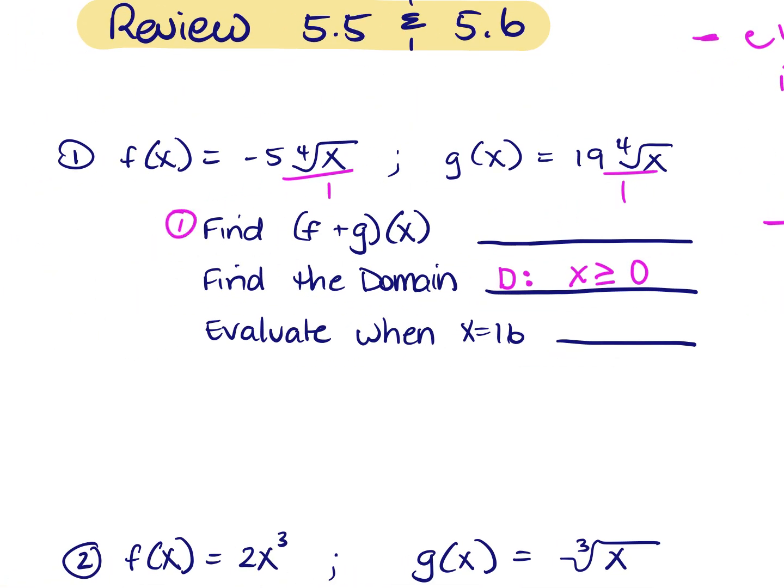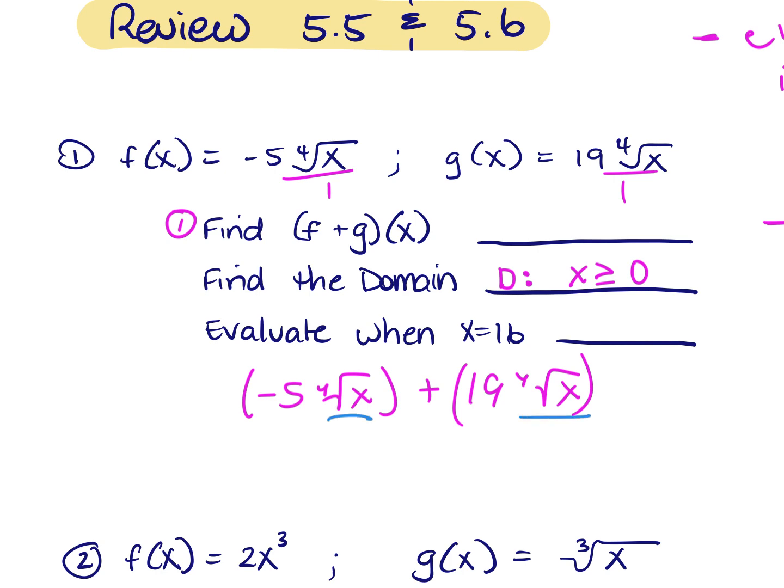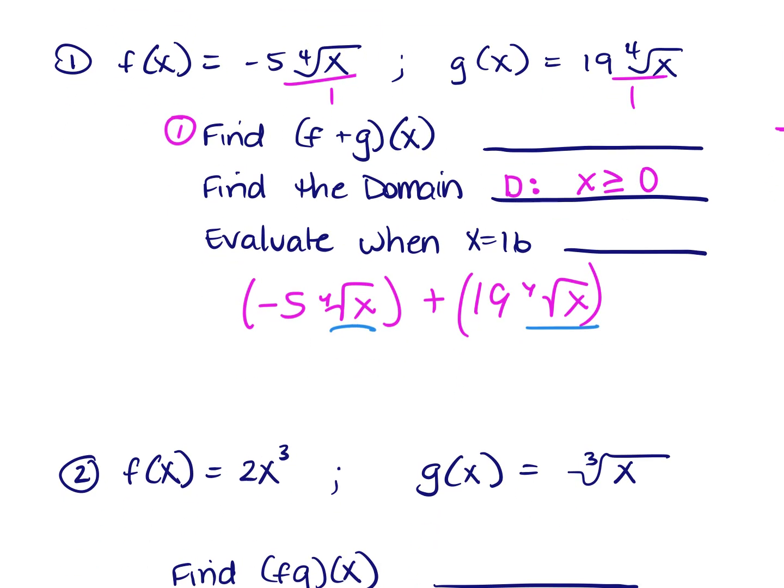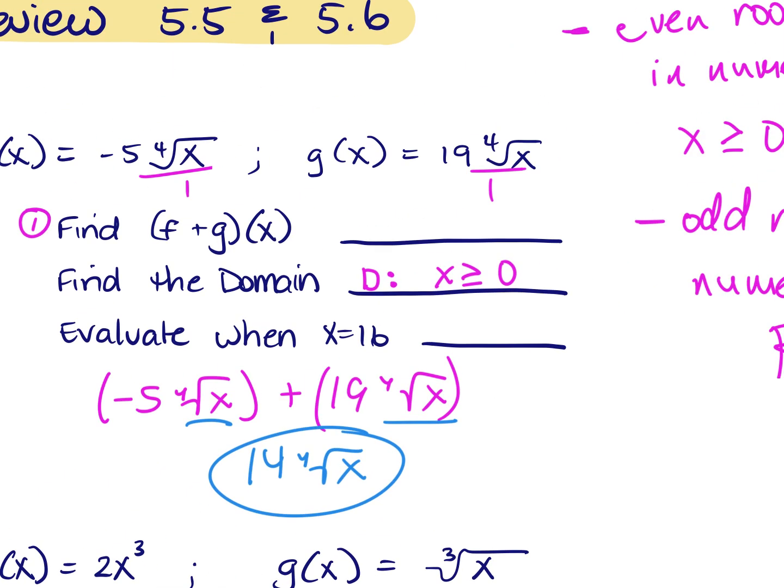Right? So this question is asking you, we'll call this number 1 here. It's asking you to add. So you have -5 times the fourth root of x, plus 19 times the fourth root of x. Can you add these two together? Yes, they both have like terms, correct? What's a -5 and a positive 19? So this is 14 times the fourth root of x. That is your answer. This is 14 times the 4th root of x. Notice how the 4 is little, right? You're just being asked to combine.